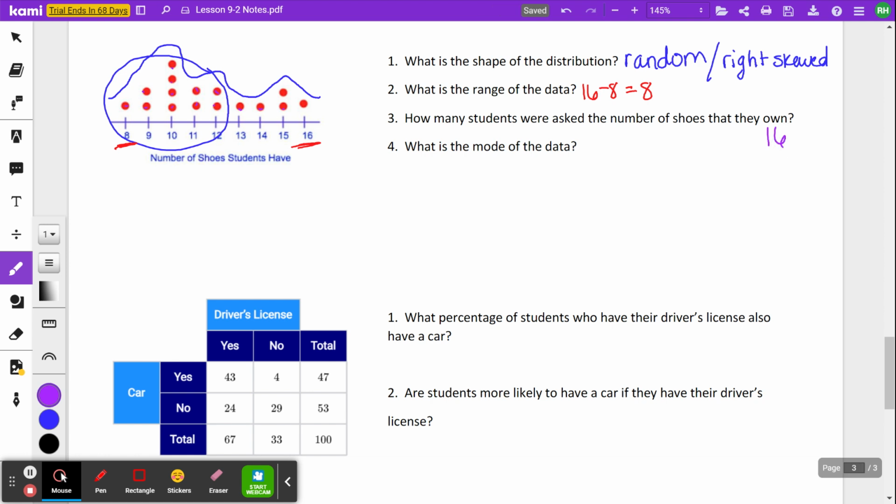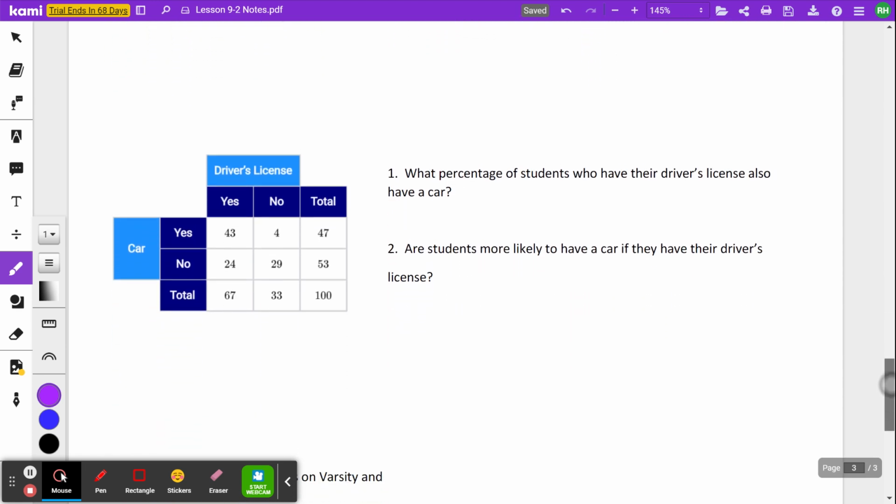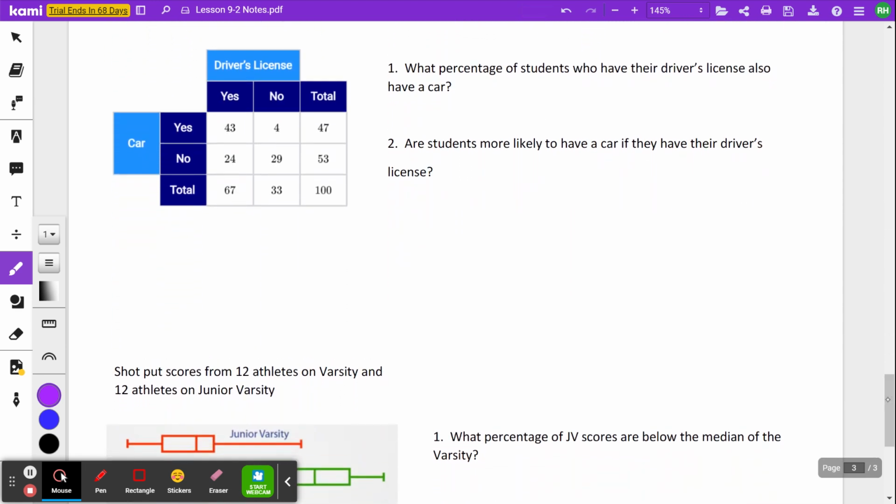Then what is the mode of the data? Which one of these has the most dots? That would be 10, right? So the number that was said the most for numbers of pairs of shoes would be 10. I'm guessing that most of you have way more than 10 pairs of shoes. I know that I sure do.